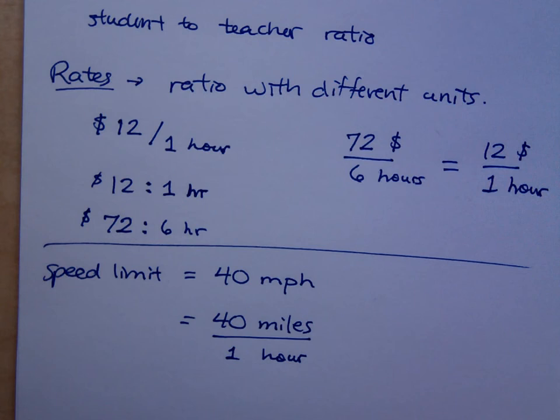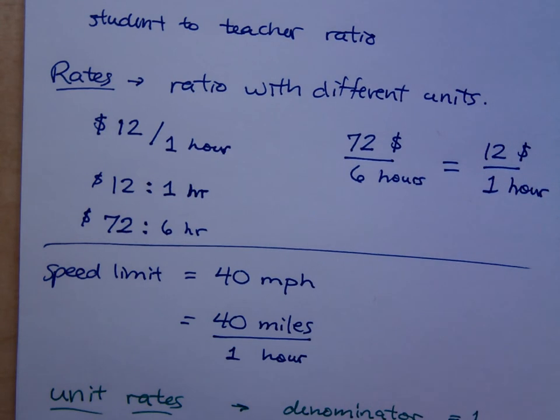Now, one of the really important things that we talk about with rates is what we call unit rates. And this is more of what you guys use. That's what we're even talking about here. Unit rates. This is basically when the denominator is equal to 1. Okay? When we talk about 40 miles per hour, that's 40 miles for every 1 hour. It's easier for us to grab onto that. Okay?